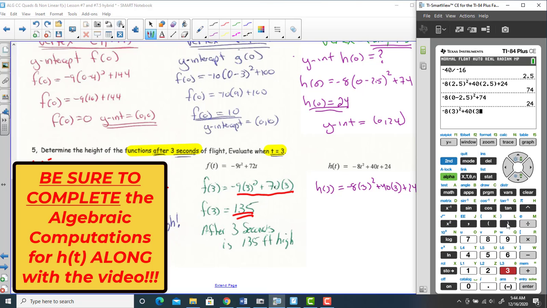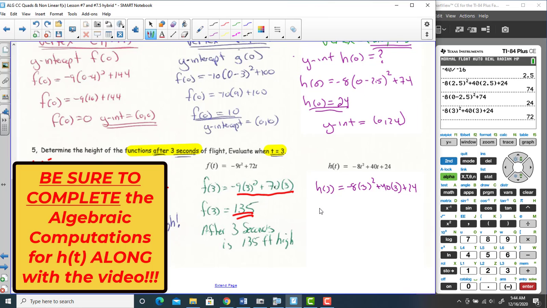When we do that, ladies and gentlemen, we're going to get that Hopeful Launch is on its way down. It has reached its vertex of 74 feet, and it's starting to decrease. It's down to 72 feet. So Hopeful Launch, evaluated after 3 seconds, is 72 feet high. And some people would write that as a coordinate point, (3, 72).